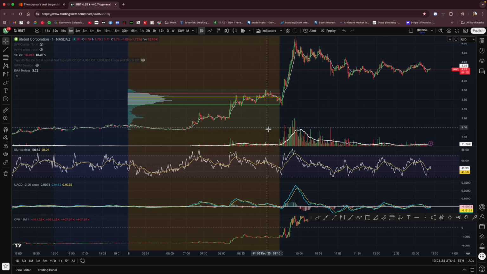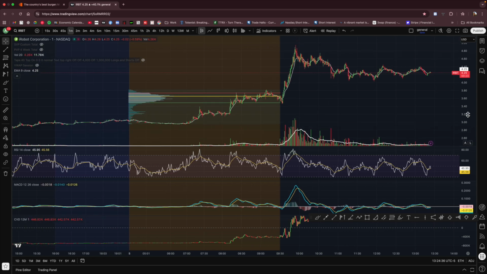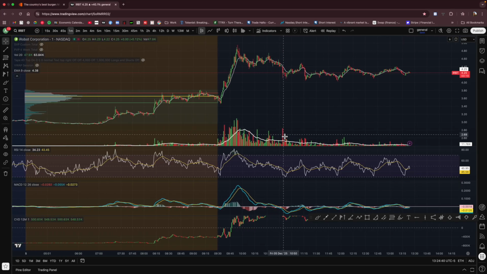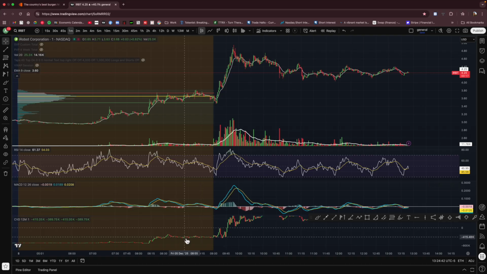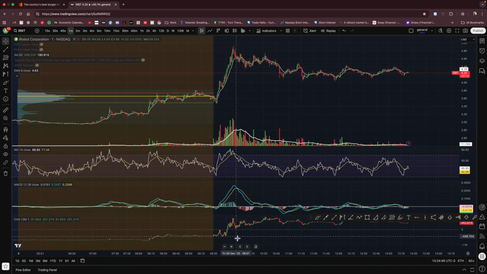Now, I use 4 indicators for my setup. Starting from the bottom, cumulative volume delta, and delta is the difference between aggressive buyers and sellers, and it accumulates over time. And we can use that to have a look at the movement of the price.